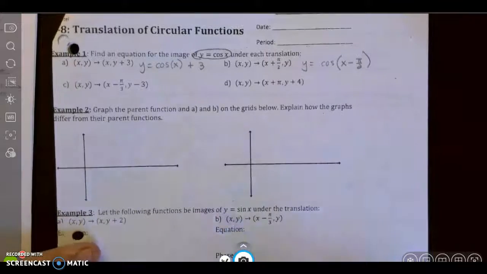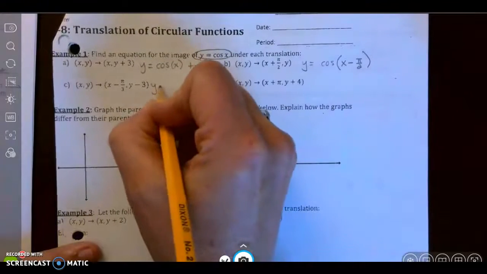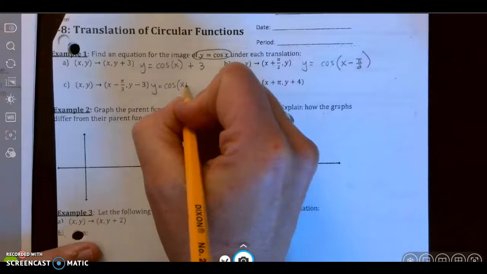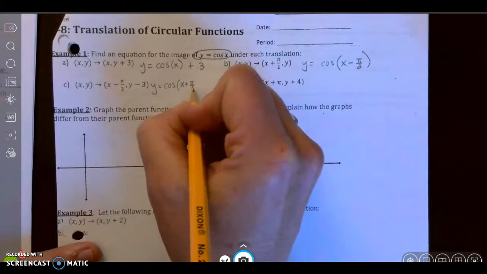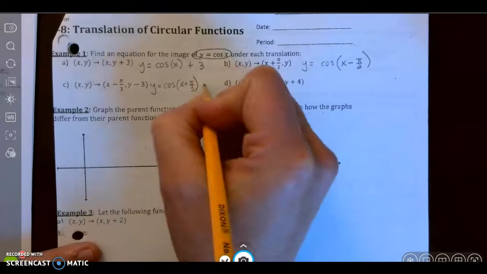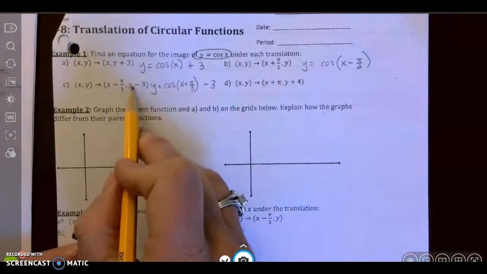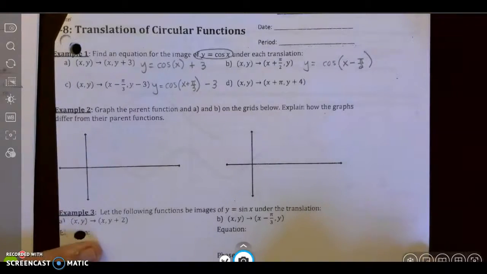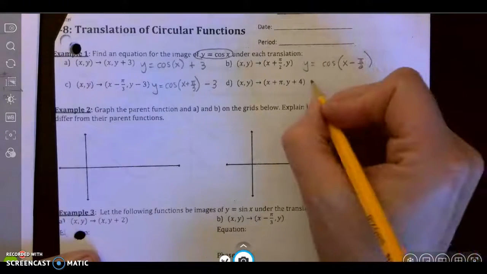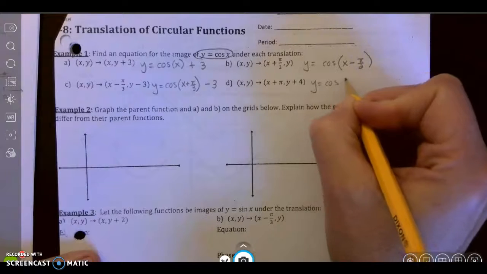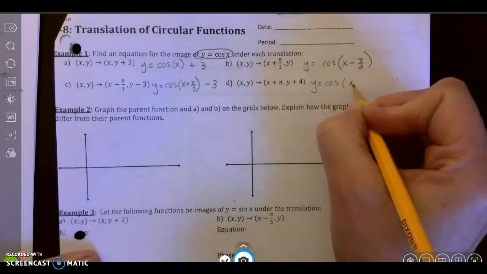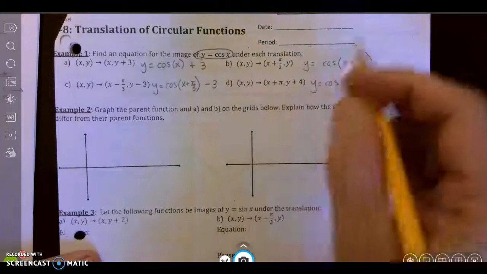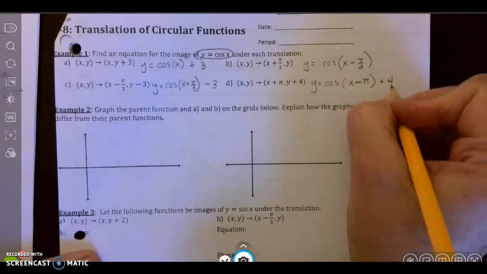Let's go on to letter C. I have y equals the cosine. Again, x lies in the equation, so that would be x plus pi over 3 in the equation. And then minus 3. Because again, y tells the truth, so whatever happens here is what happens here. And letter D, y equals cosine of x minus pi, since this says plus pi, and then plus 4.